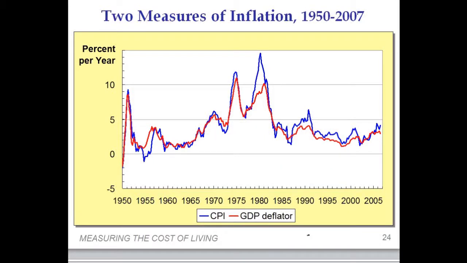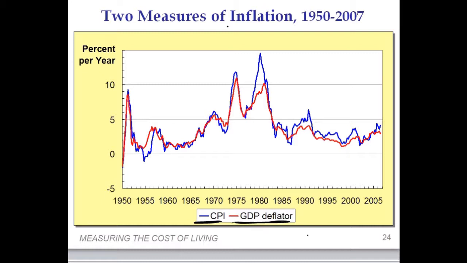This wonderful graphic shows how inflation is measured by two measures of inflation. The GDP deflator, which is here in red, and the other one is the CPI, which is here in blue. As you can see, they are pretty close because they measure essentially the same thing.